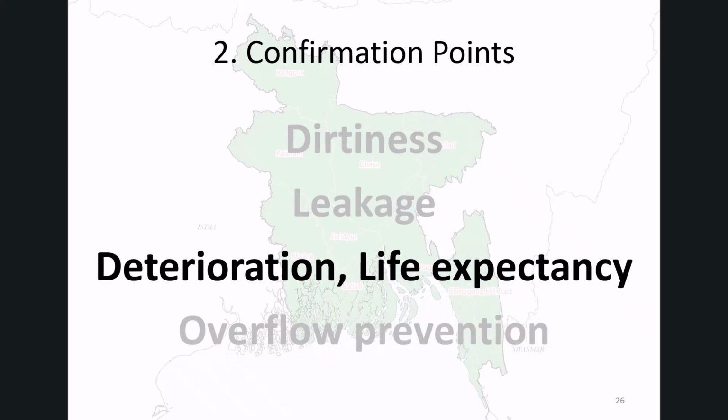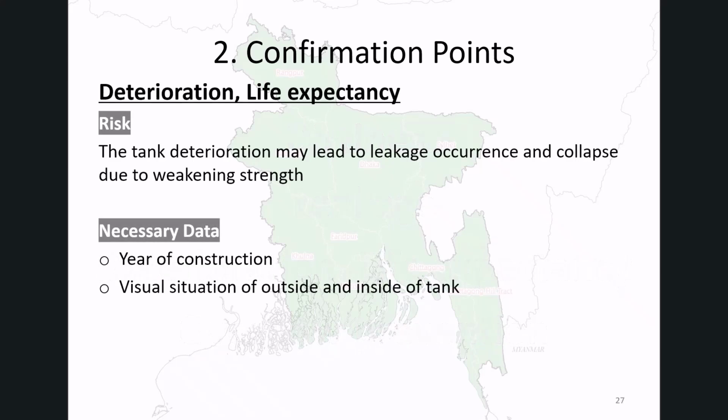The next confirmation point, deterioration, life expectancy. Tank deterioration can lead not only to leakage but also to the potential collapse of the tank structure. To assess the degree of deterioration, the required information includes the year of tank construction and the condition of deterioration on both the internal and external surfaces of the tank.